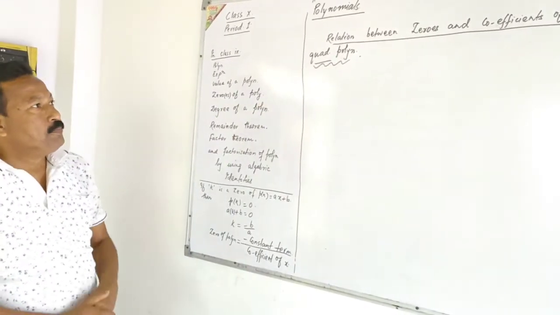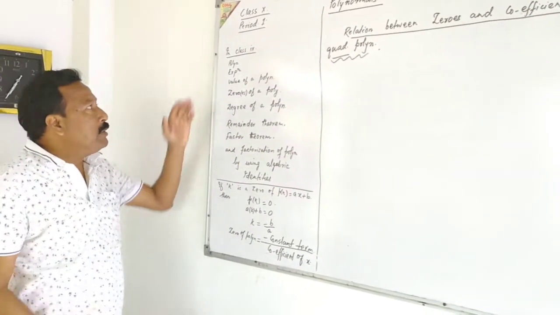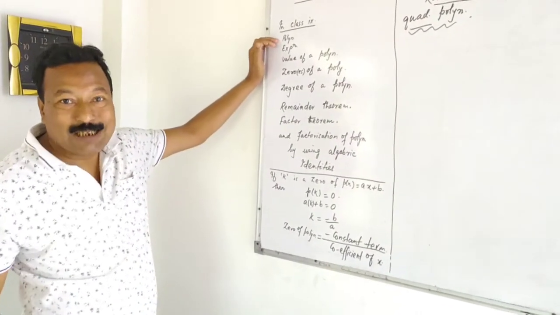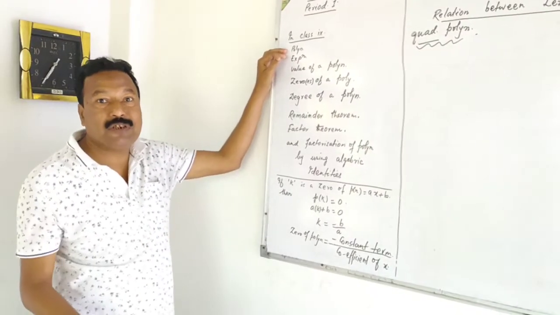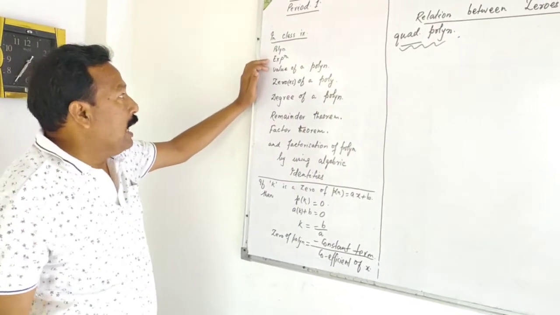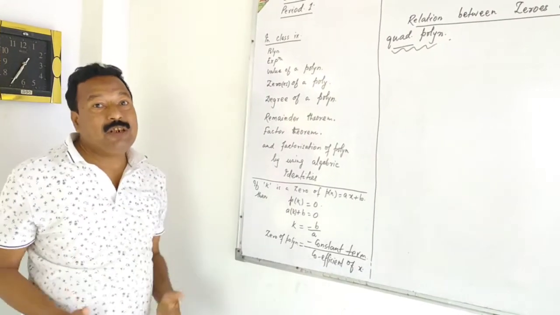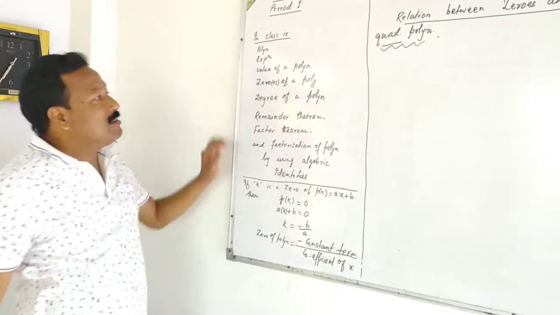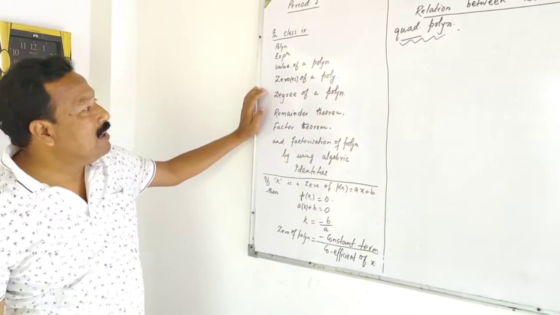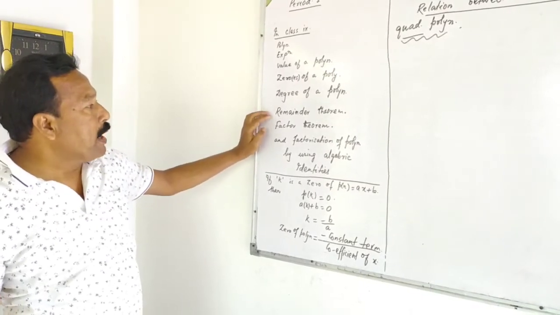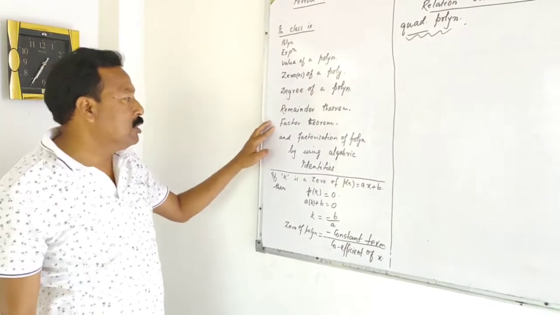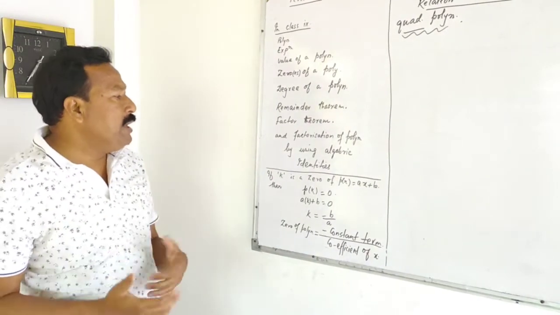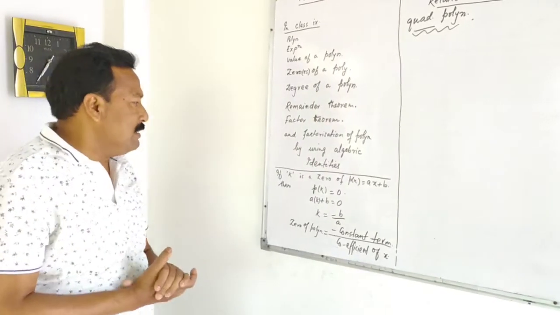Before going to discuss that concept, we have learned in class 9 the definition of the polynomial, what a polynomial is, how an algebraic expression becomes a polynomial, and how an algebraic expression differs from a polynomial, the value of the polynomial, the zeros of a polynomial, the degree of the polynomial, the remainder theorem and factor theorem, with the factorization of polynomials by using various algebraic identities.